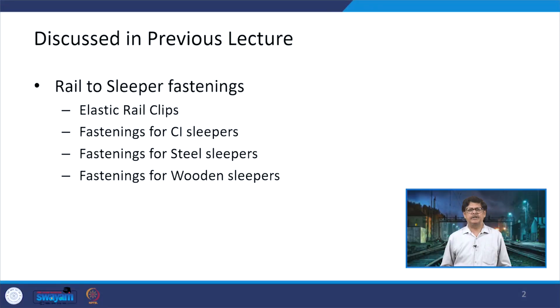Now, in the previous module, when we were completing it, we talked about the fastenings. The first fastening which we have taught was the rail to rail. The another one which we discussed was rail to sleeper. And in this, the conventional as well as the elastic fastenings were discussed. The fastenings were discussed with respect to the type of sleepers also, because there are different types of sleepers which are in use and on which the rail is being seated.